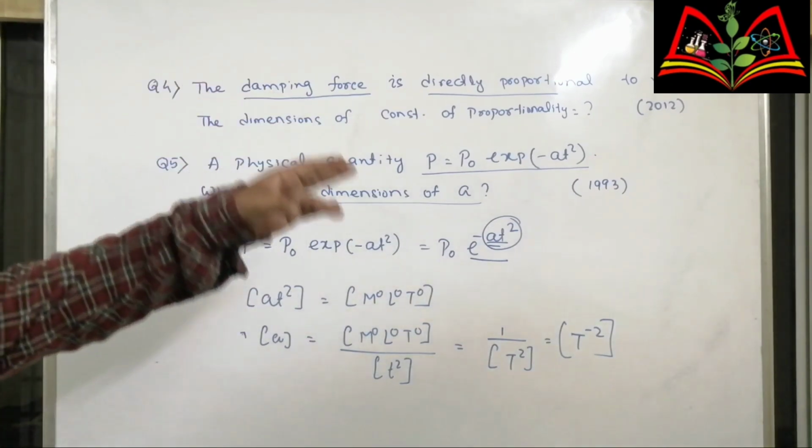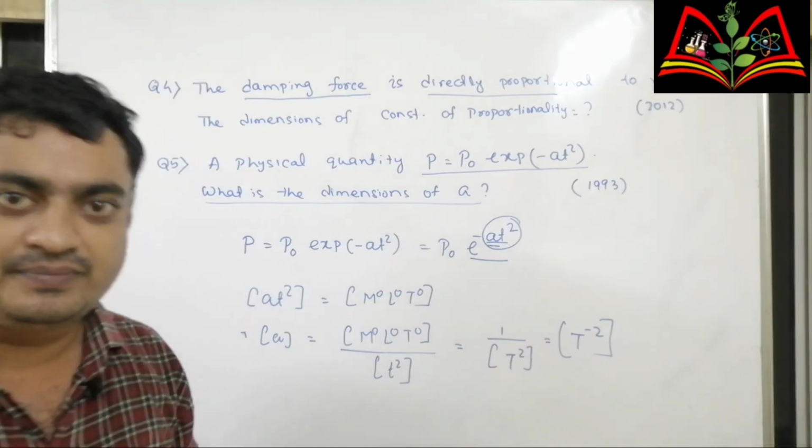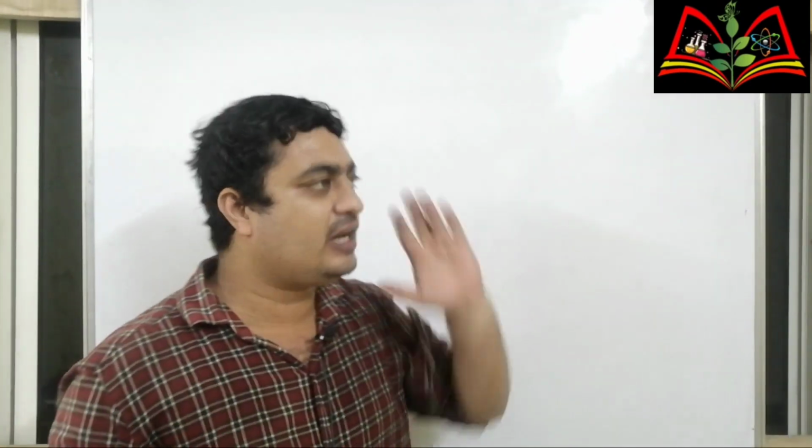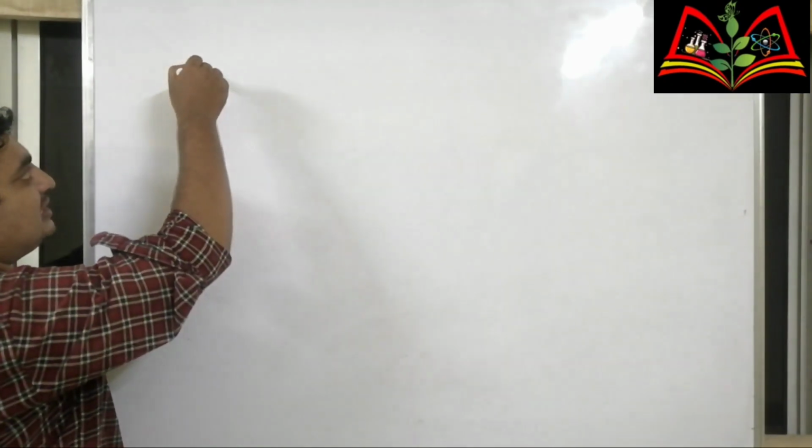So, these are some examples how we can check the correctness of an equation. Next part is how to derive new relation among physical quantities. Now, let us check a question.